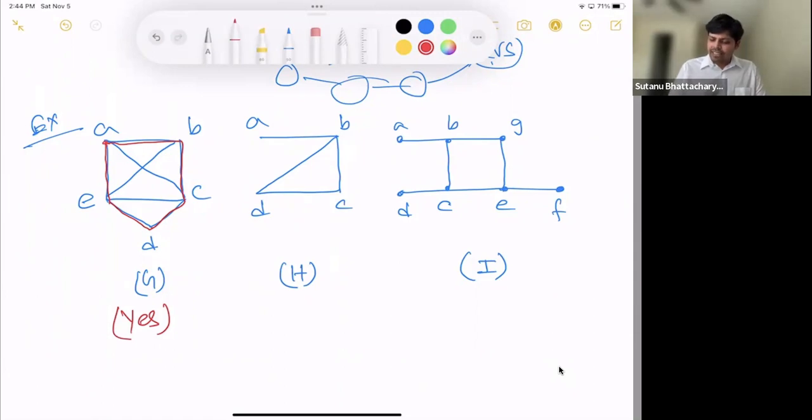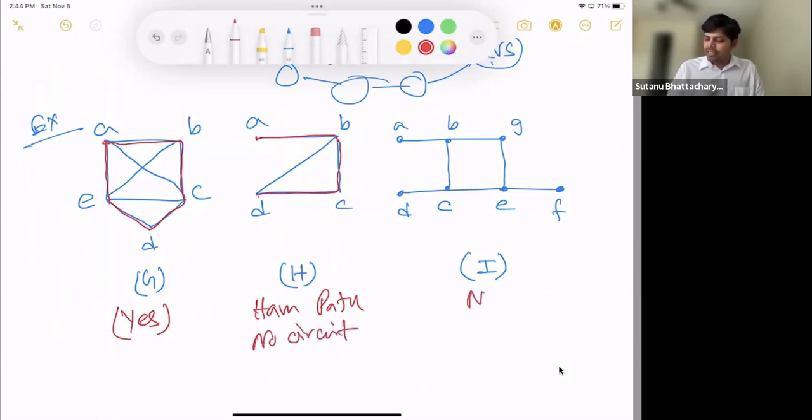Let's talk about H. Here, whether you can pass all vertices exactly once. Okay, I started from D, then C to B, then B to A. Here I have got one simple path, but not a circuit, because my starting point is D, but my ending point is A. So it's a simple path which covers all vertices. So there is a Hamiltonian path, but not a circuit here. So no circuit.